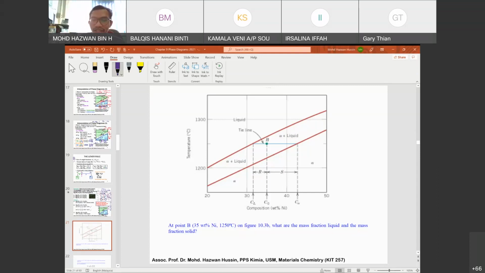So point B, what is the phase? Solid and liquid. Okay, solid and liquid, because we are looking at here, 35%. Okay, here is actually 35%. And then at 1250 over here. Okay, so it is actually at alpha plus liquid. Okay, so what will be the composition of liquid and composition of solid?